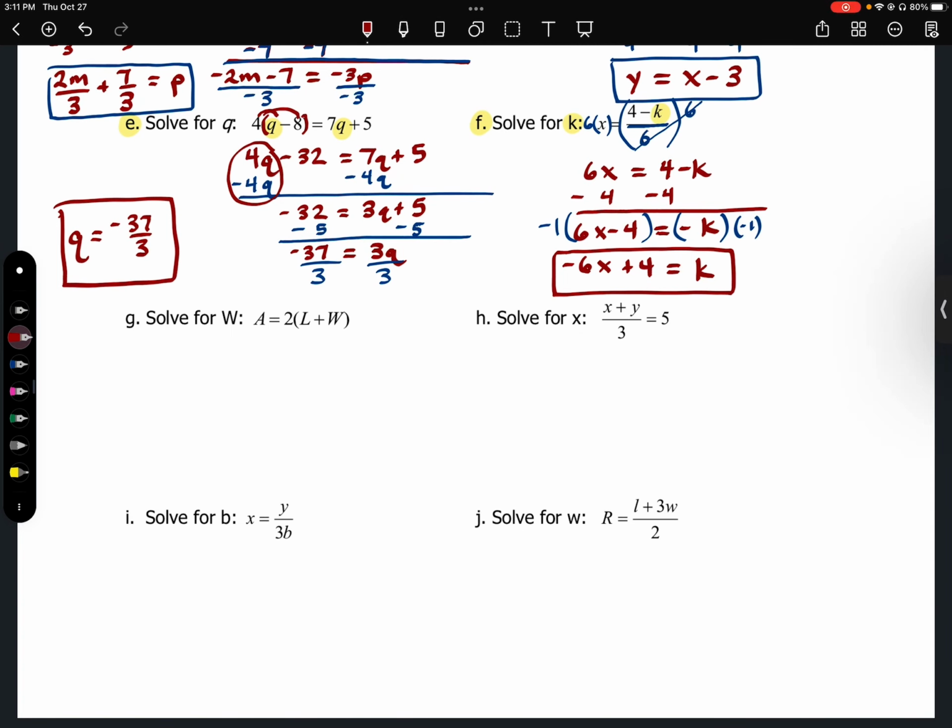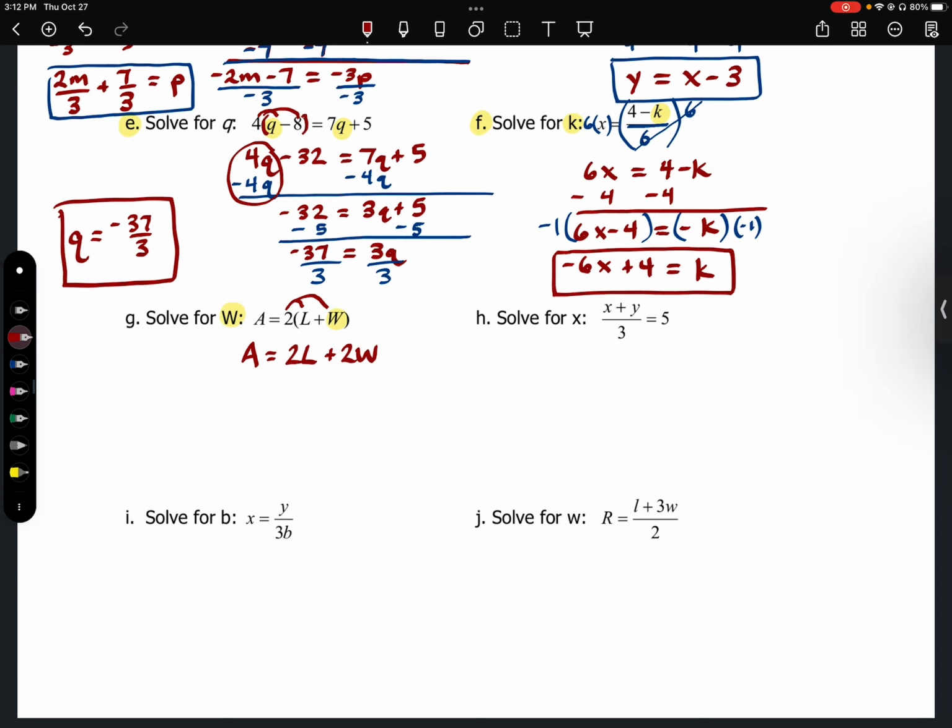We have A is equal to 2 times the quantity of L plus W. So if we're trying to solve for W, this is what we're trying to get by itself. And again, right now it's trapped inside parentheses, so we're going to need to use the distributive property to get rid of those parentheses. So we have A is equal to 2 times L, and then we have plus 2 times W.